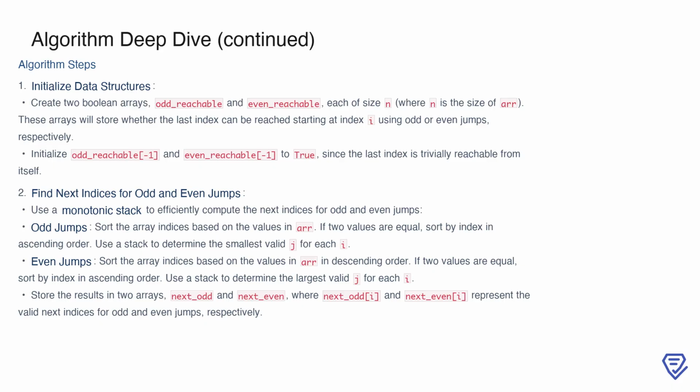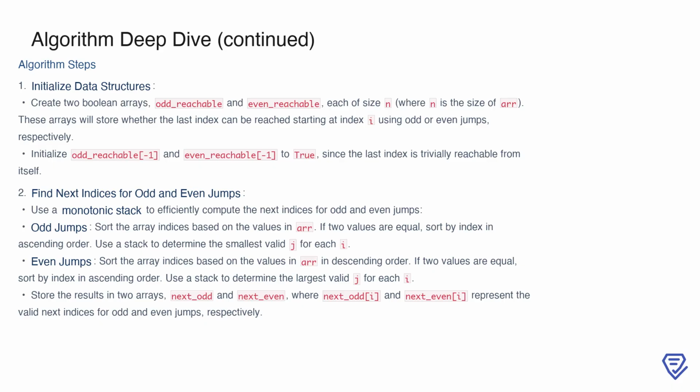By definition, the last index is always reachable from itself, so we initialize the last entries of both arrays to true. Next, we need to determine the next valid indices for each odd and even jump. To do this efficiently, we use a monotonic stack.